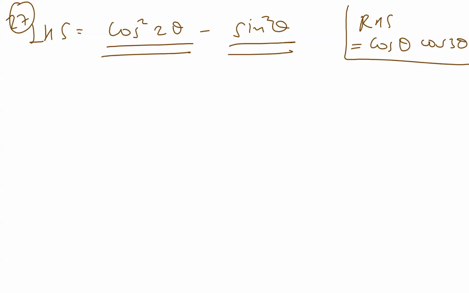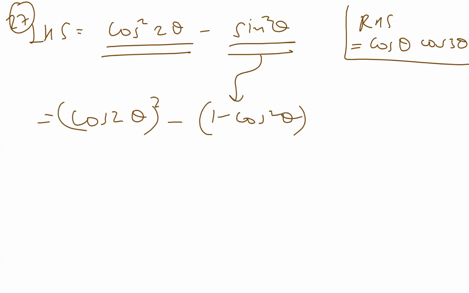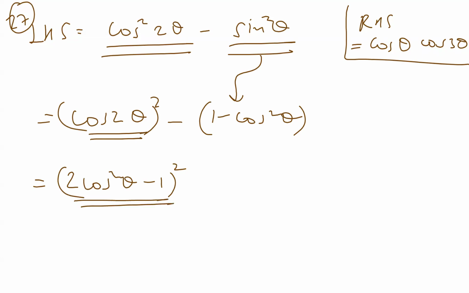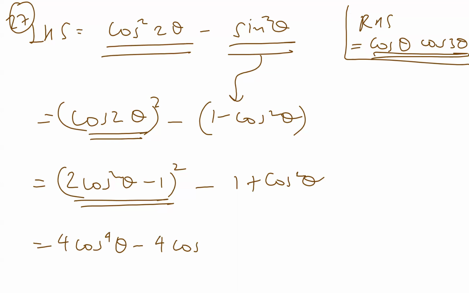Now this can be written as cos 2 theta the whole square minus, here I'm going to apply the fundamental identity, 1 minus cos square theta. Now cos 2 theta is 2 cos square theta minus 1. There are 4 formulae for cos 2 theta, but why am I using this formula? Because the right hand side has all cos terms. And I'll open the bracket over here, applying a minus b the whole square. So 4 cos raised to 4 theta minus 4 cos square theta plus 1 minus 1 plus cos square theta.